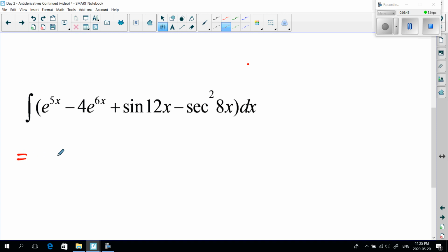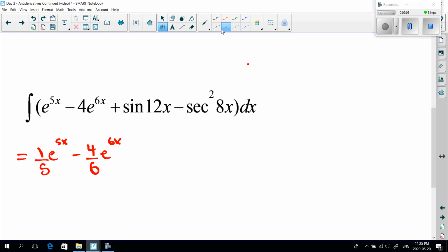All right, this is going to equal 1 over 5 e to the 5x. Now I won't write the plus c until the very end. This would equal negative 4 over 6 e to the 6x. So my a value is 4, my k value is 6. A over k, 4 over 6, e to the kx.